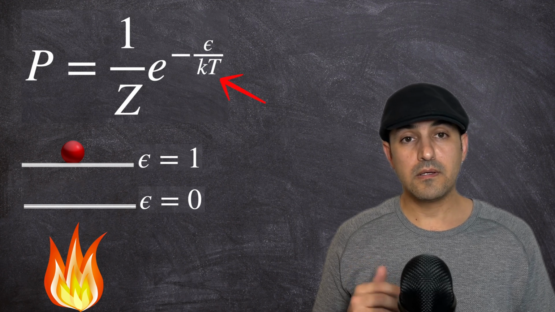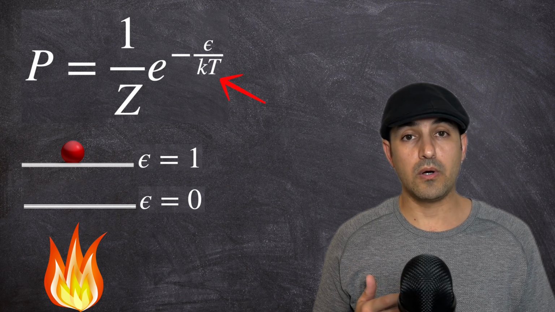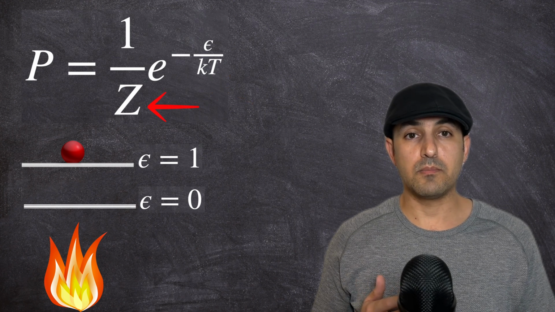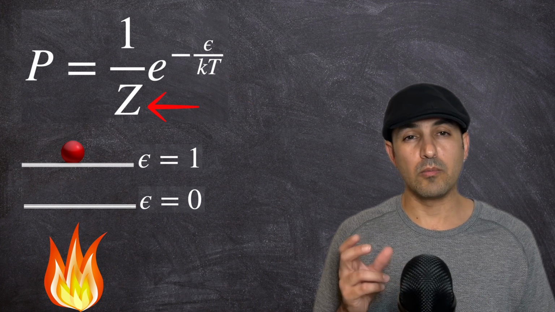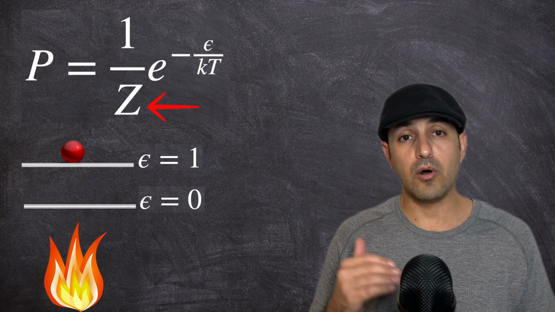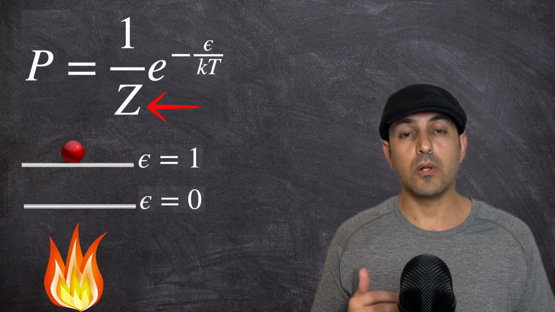Here, T is the temperature of the reservoir, K is the Boltzmann constant, and Z is the partition function, a normalization factor that should be tuned such that the sum of all the possibilities is equal to 1.